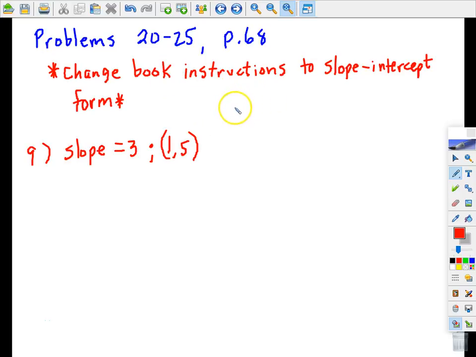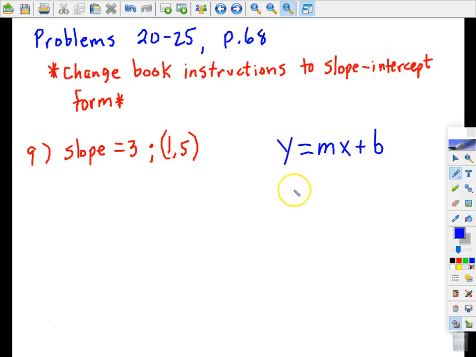The book is going to give you the slope of a line. They're going to give you a point through which the line goes, and then they say to write the standard form equation. Well, instead of writing the standard form equation, I want you to write the slope-intercept form. And as a reminder, again, here is slope-intercept form.